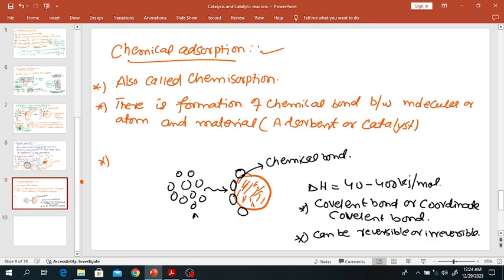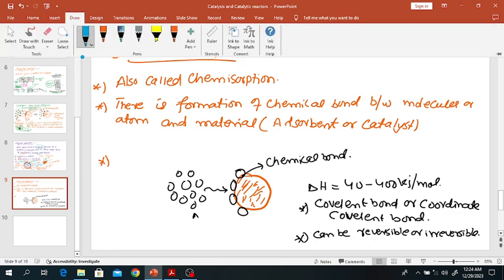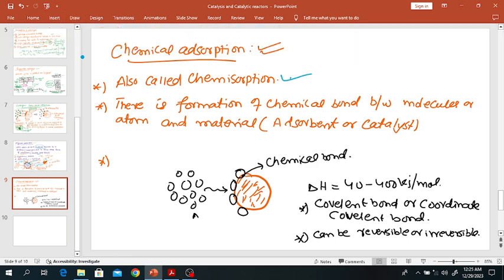And the second type of adsorption is chemical adsorption. It is also called chemisorption. The first process is called physisorption, and this type, chemical adsorption, is called chemisorption. And both processes, physical adsorption plus chemical adsorption, when we combine these, we can also call them the sorption process.